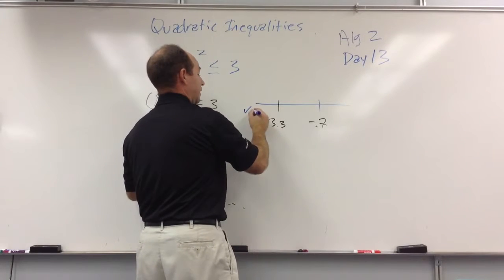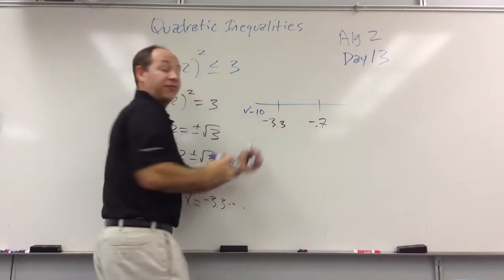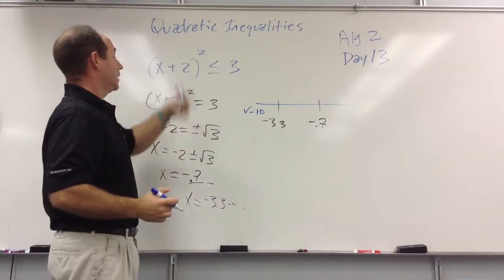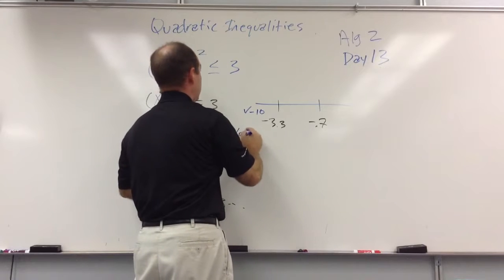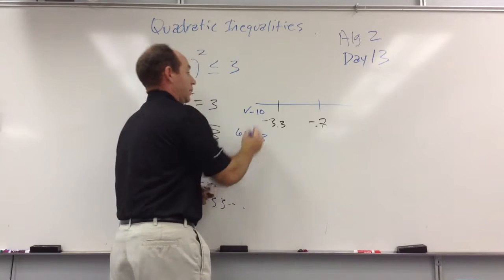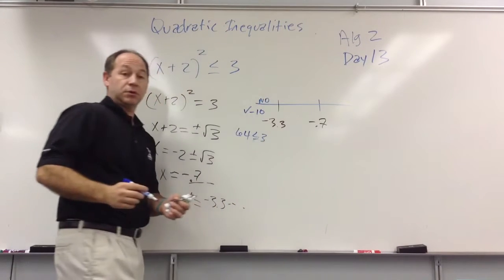Like, let's check negative 10. That's definitely to the left of negative 3.3. We check negative 10 plus 2 is negative 8. Negative 8 squared is 64. Is 64 less than or equal to 3? And the answer is no.